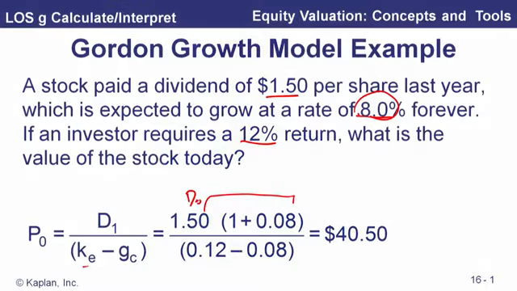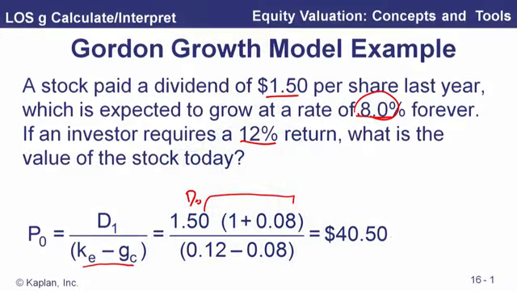And then we divide by the required rate of return minus this constant growth rate. Now, clearly the constant growth rate has to be less than the required rate of return for this to give us a sensible answer. So if we plug all this in, we get $40.50, same as we got before.